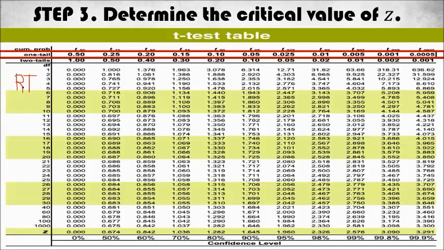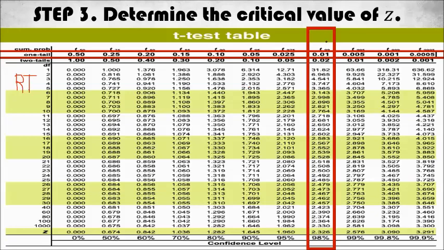Therefore, dito tayo titingin sa upper heading. Dito sa may box na red. And then, hanapin kung ano yung ating level of significance. Ang ating level na nakastate sa ating step number 2 ay 0.01.